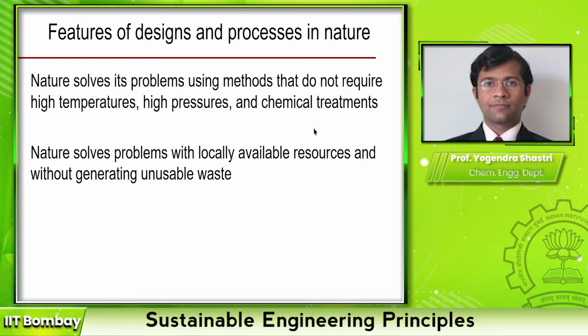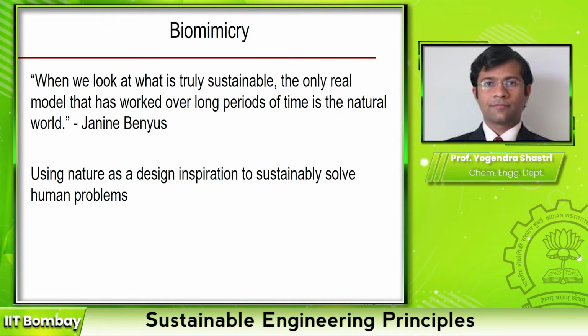A lot of problems in manufacturing or chemical processing happen because we want to achieve high temperature and high pressure. Some of the chemicals that we use are extremely hazardous. We don't know how to manage the waste that is generated and so on. So these features of natural processes are extremely desirable, and the concept of biomimicry is based on that. This is a statement made by Janine Benyus.